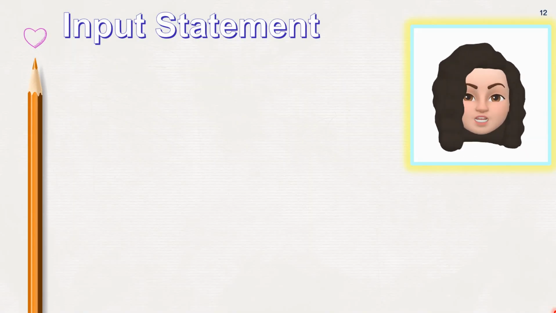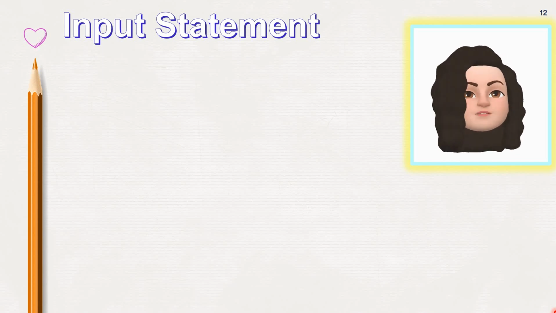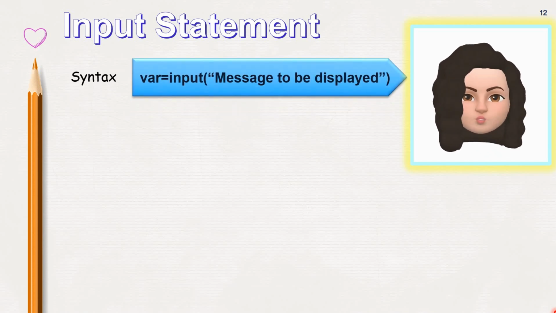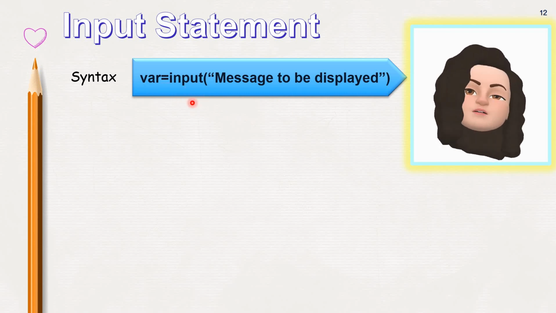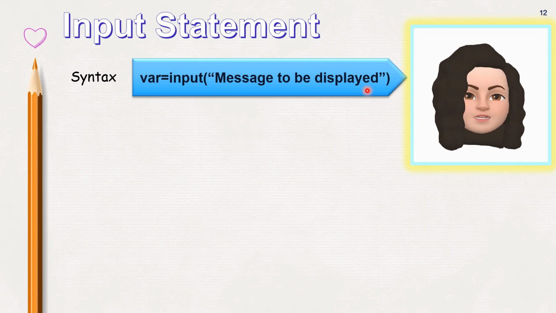Input statement. To get input from the user interactively, we can use the built-in function input. Okay, the input function can be used to get input from the user interactively. So what is the syntax? First, the name of the variable is equal to input, and within parentheses the message to be displayed can be given. Okay, look at this example.